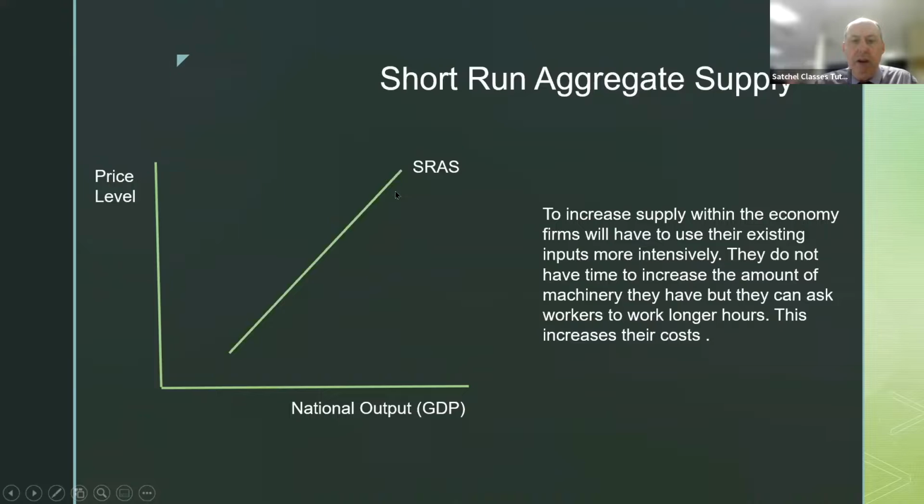So the short run does not allow time for increasing the amount of machinery or factories available. It is just going to be those things that they can affect in the short run, and the major one on that front is workers and the hours that workers work. This will of course increase their costs, and that's why the price level is going to go up, because for workers to work longer hours, you will have to pay them overtime, and so that will increase cost per unit.